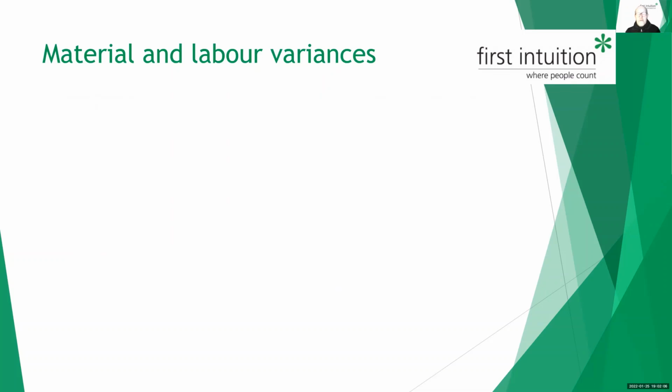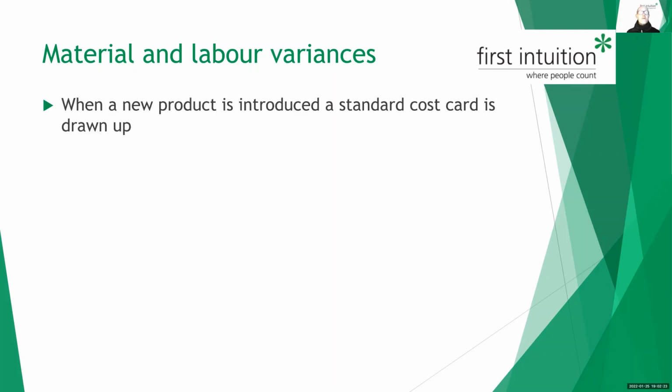There are other variances, but primarily the ones we start with are material and labour. How much material should go into a product, and how long should it take to make it, and what should our cost be. Our point of reference always to start with is a thing called a standard cost card, and the cost card is the thing that we measure against.